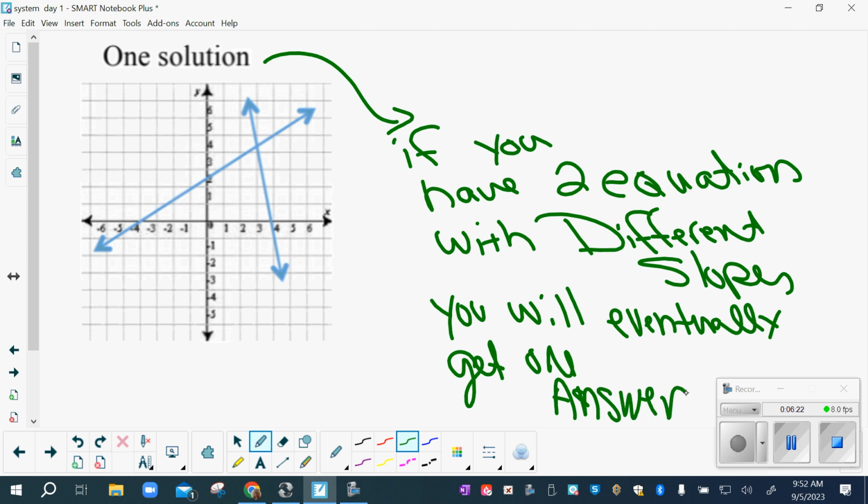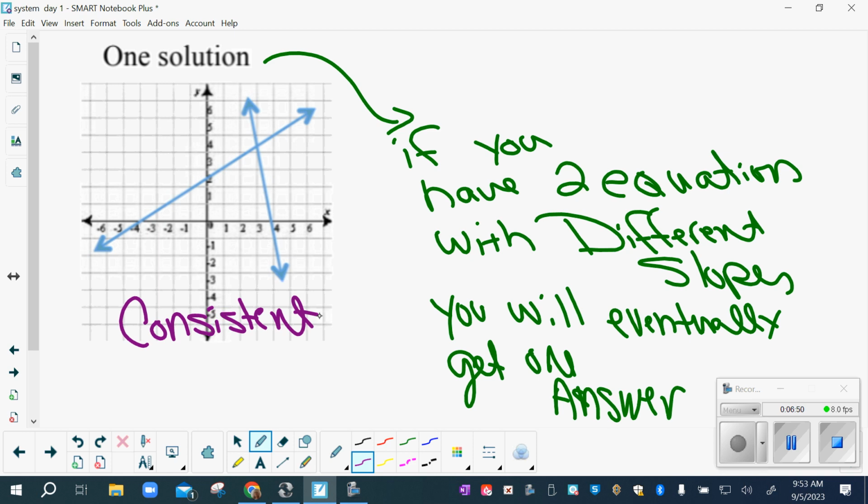Okay, now here's where this gets weird. There's a math name for this. It's going to flip you out as we do this because they sound weird. When that happens, that is called a consistent pair.